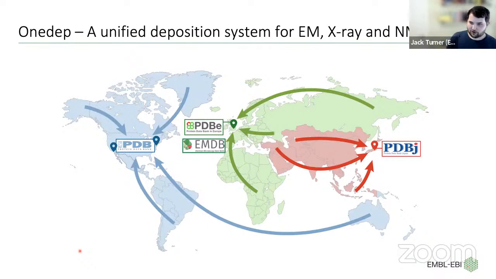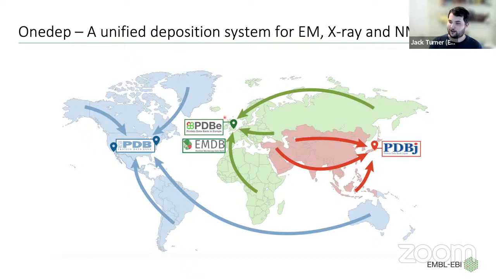So the first thing we have to talk about when we're talking about deposition to the EMDB is OneDep. So OneDep is a unified deposition system for EM, X-ray, and NMR. You remember from earlier that I said the EM maps go to the EMDB and the coordinate models go to the PDB. You, as a user, do not have to worry about that. You deposit them to the same place, and we deal with that data route.